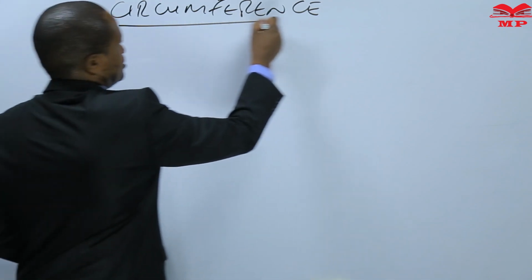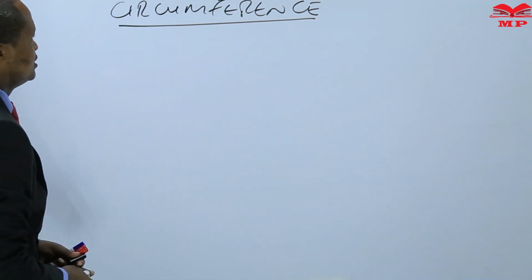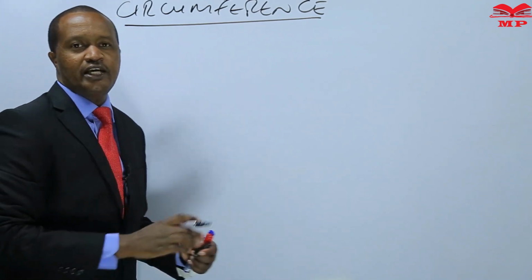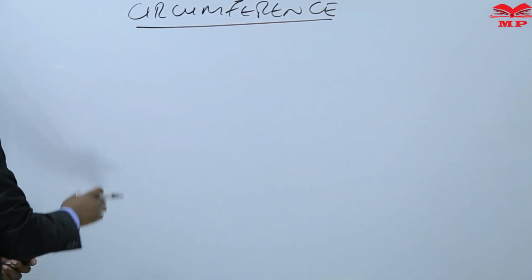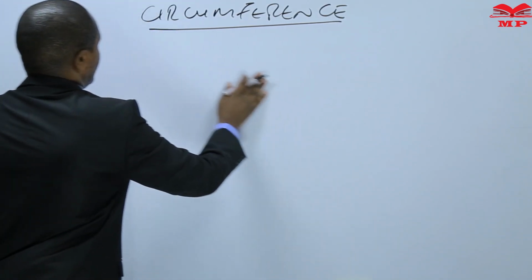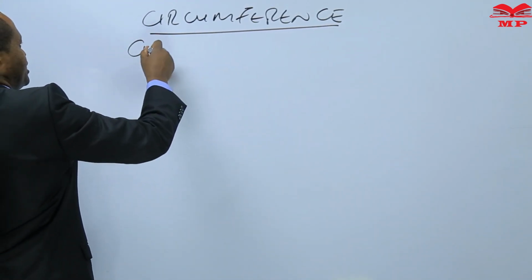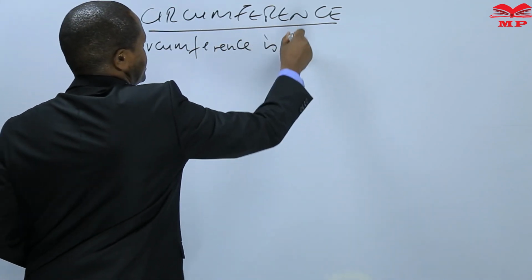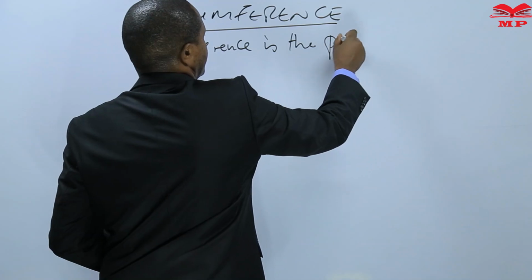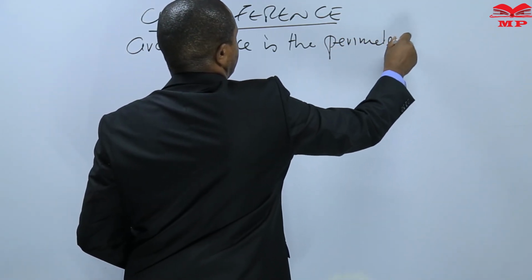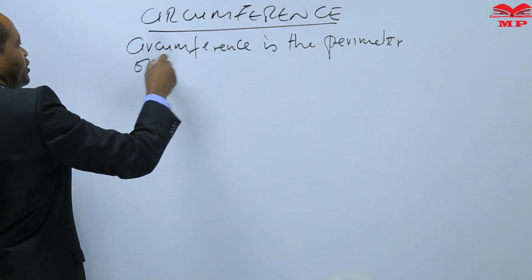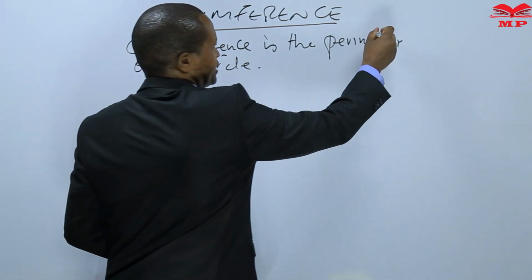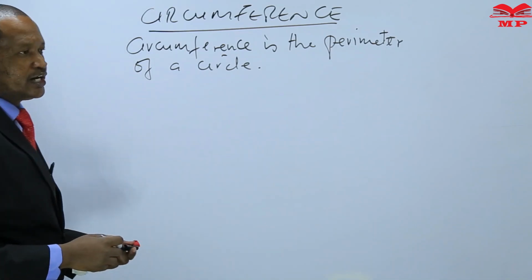Circumference. What is circumference? Circumference, candidates, is the distance around a circle. You can write: circumference is the perimeter of a circle, the distance round a circle.